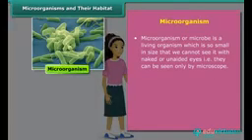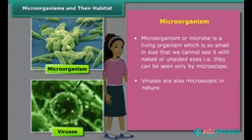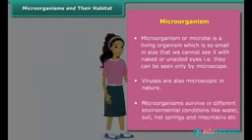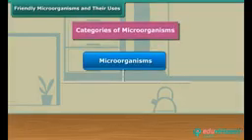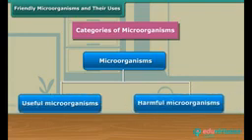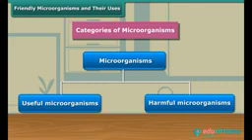Microorganism or microbe is so small in size that we cannot see it with naked or unaided eyes. They are broadly classified into four major groups: bacteria, fungi, protozoa and algae. Viruses are also microscopic. Microorganisms can survive in different environmental conditions. Dear students, these microorganisms are broadly categorized into useful microorganisms and harmful microorganisms. Now we discuss the friendly activity of a microorganism in detail.